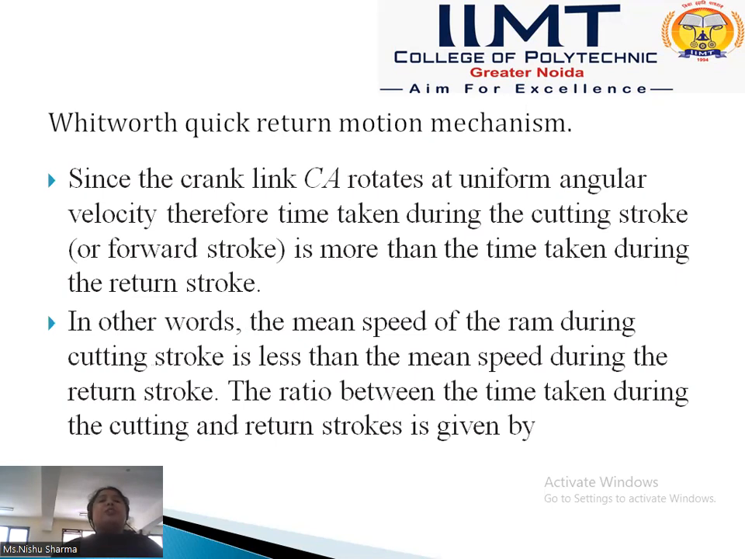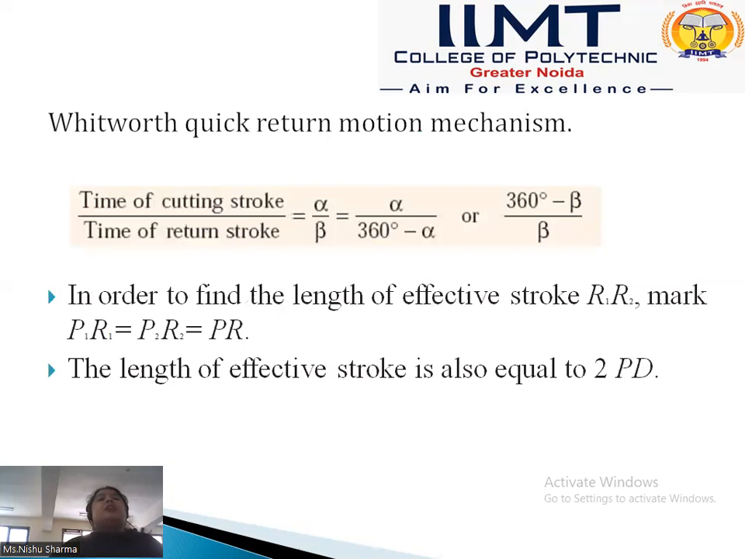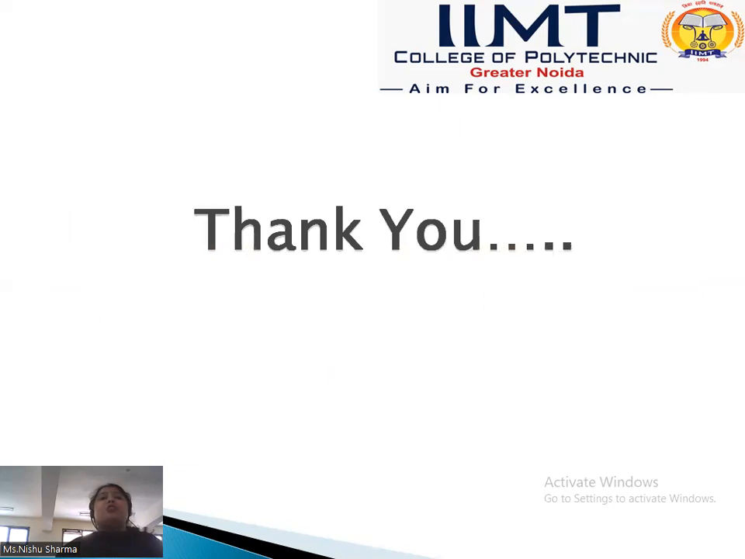So the ratio between the time taken during the cutting and return stroke is given by alpha for the cutting stroke and beta for the return stroke, and alpha plus beta is 360. In this case, the length of the effective stroke, that is R1R2, is equal to PR, which is also equal to 2PD. So this is all about the inversions of a single slider crank mechanism. Thank you.